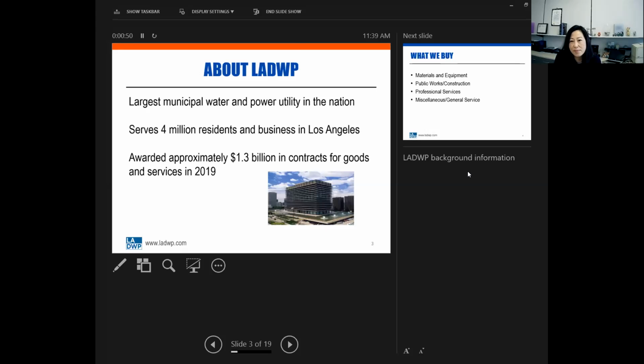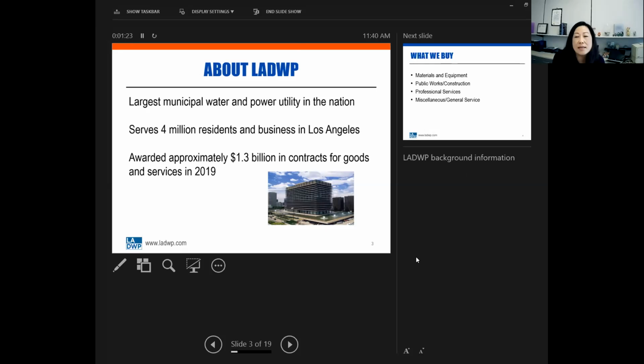So just a little bit about LADWP. We are the largest municipal owned water and power utility in the nation. And we have 4 million residents and we award about $1 billion in contracts every year. That's a lot of money. And we certainly don't want it all to go to the big corporations. Our board is committed to diversity. My office is actually here just so that we can try to increase diversity in contracting. And that's really most of the programs that I operate, for that goal alone.